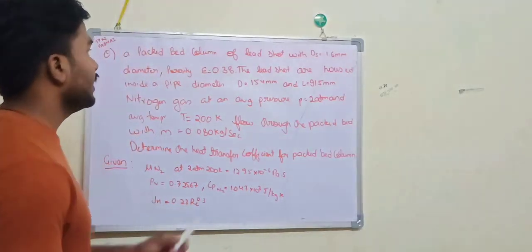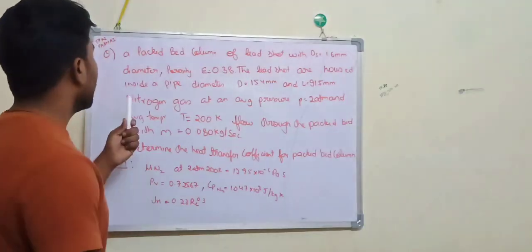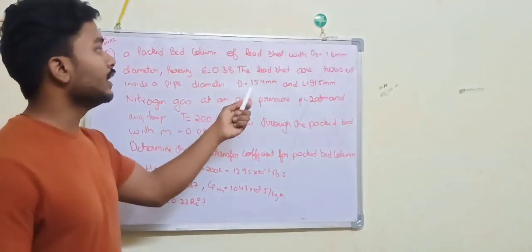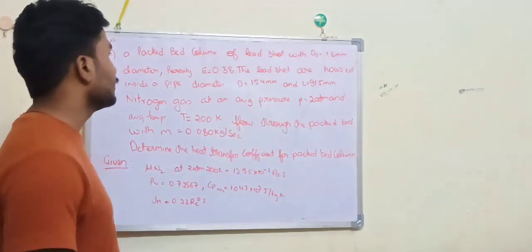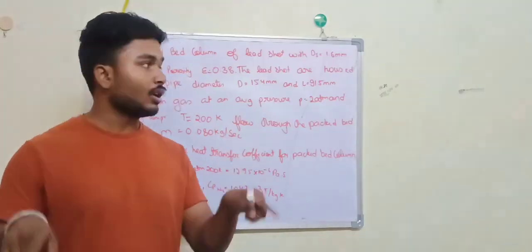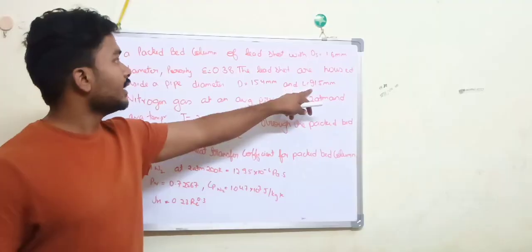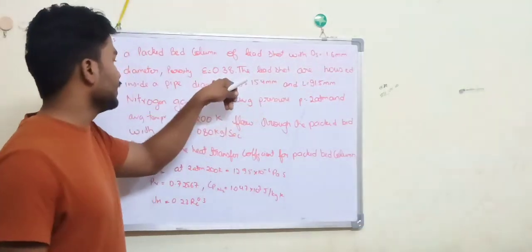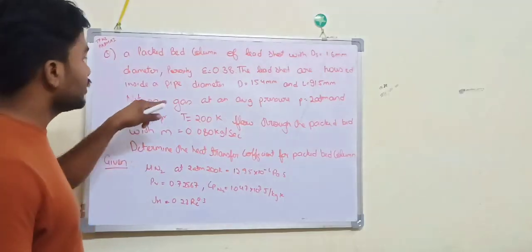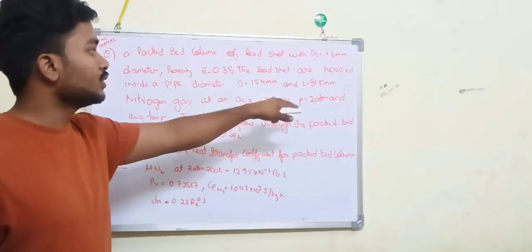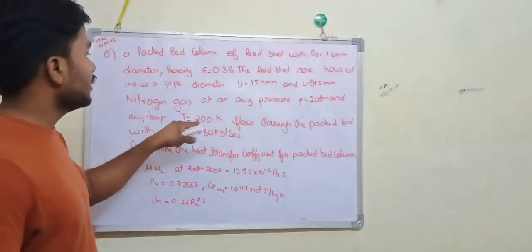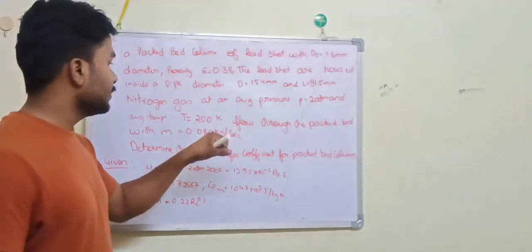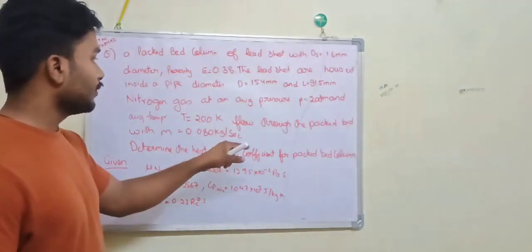A packed bed column of lead shot with ds equals 1.6 mm diameter, porosity is given as 0.38. The lead shot are housed inside a pipe of diameter D equals 154 mm and L equals 915 mm. So what is given is a packed bed column whose diameter and length are given, and the packed material is lead shot with diameter 1.6 mm and porosity given. Nitrogen gas at an average pressure P equals 2 atmospheres and average temperature 200 Kelvin flows through the packed bed with mass flow rate 0.080 kg per second. Determine the heat transfer coefficient for the packed bed column.